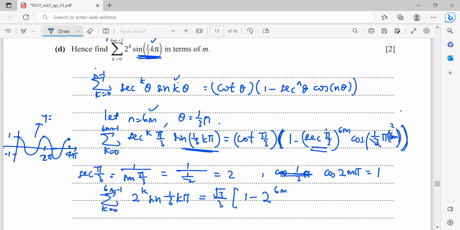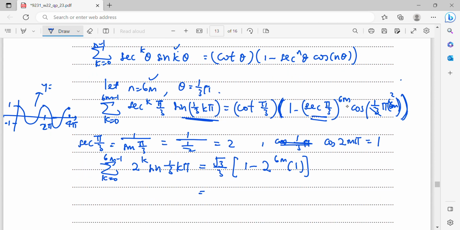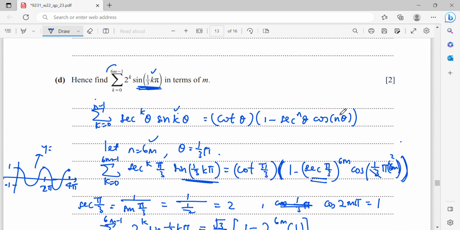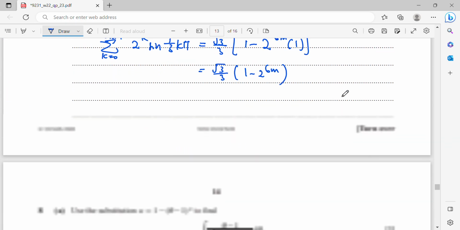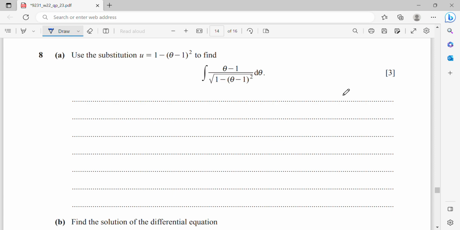Okay? So at last, you'll be getting the answer. Right? So this is how we solve part D using step-by-step working. Okay, now I think this is the last question.